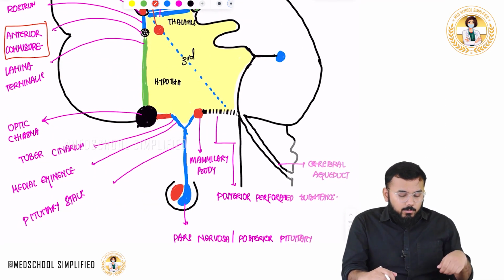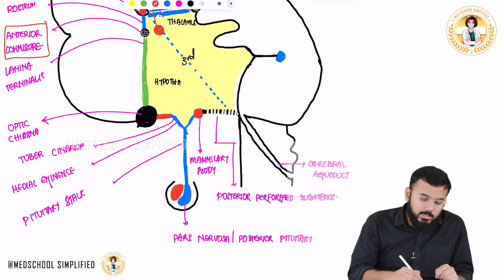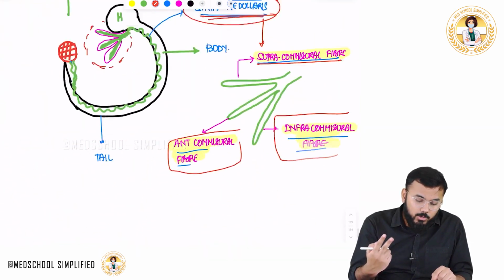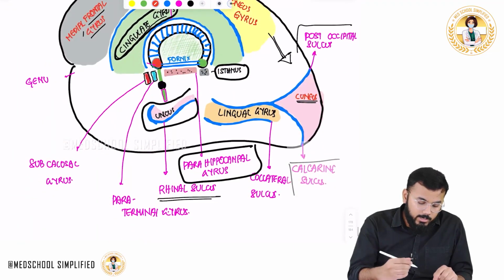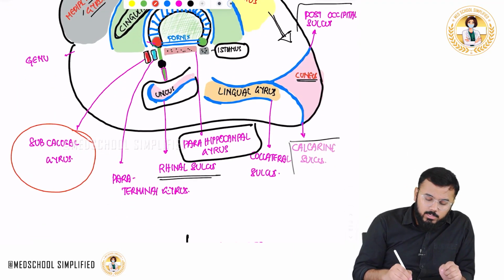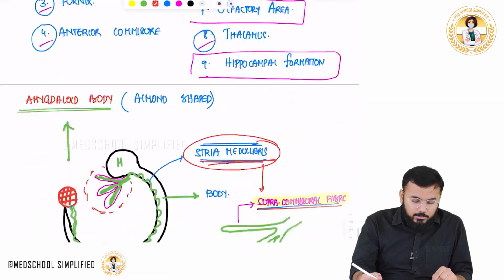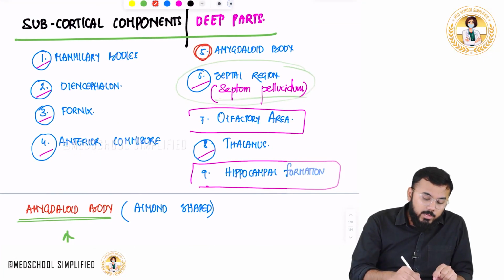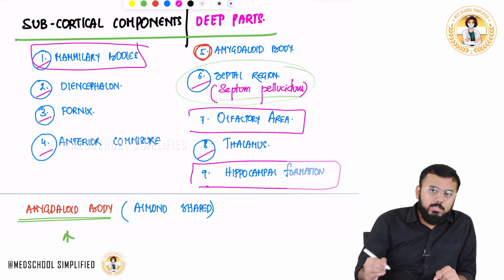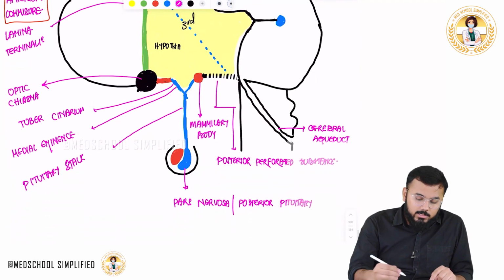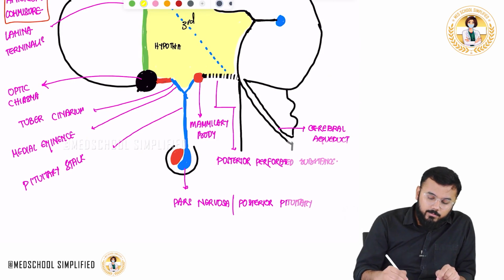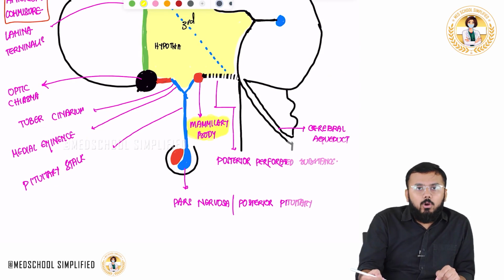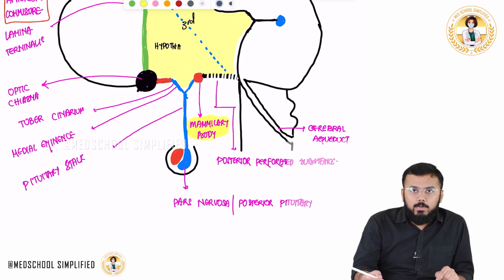Okay. Now the next important thing is that in front of this, we have two important gyri. What are these two important gyri? One is called the subcallosal gyrus, another is called the paraterminal gyrus. So let us compare this picture with all the things we have written. Now here, where are the mammillary bodies? See, this is the mammillary body over here. How many mammillary bodies do we have? We have two mammillary bodies, one on the right as well as one on the left.